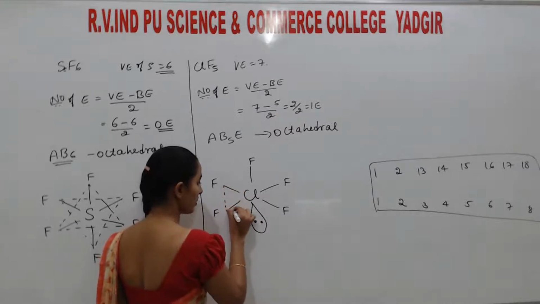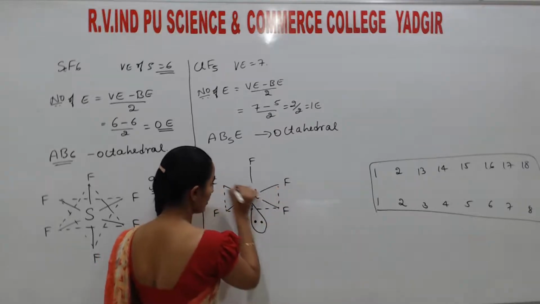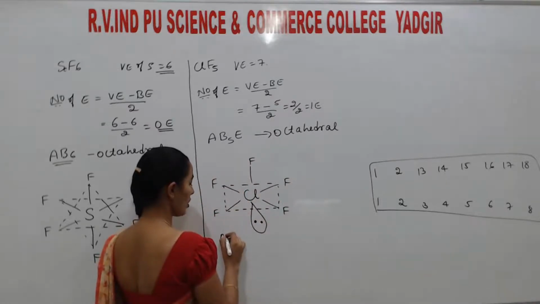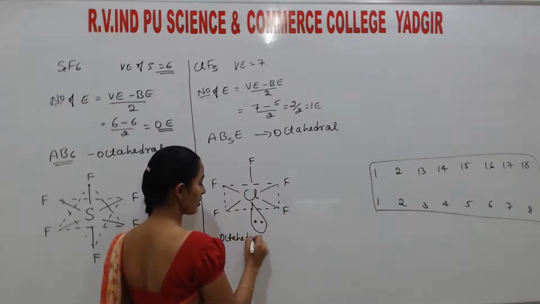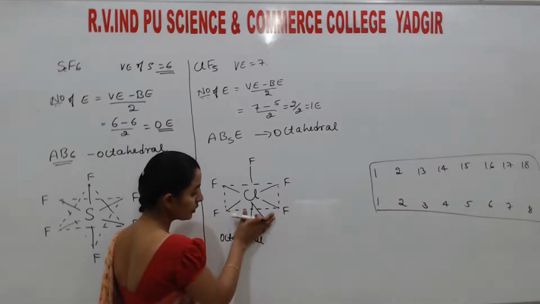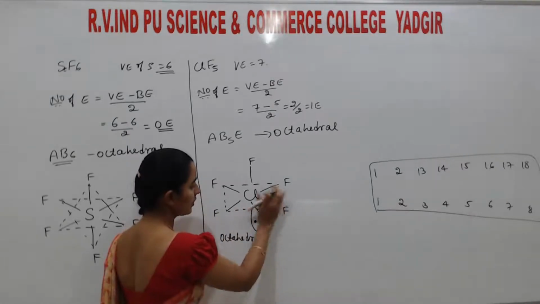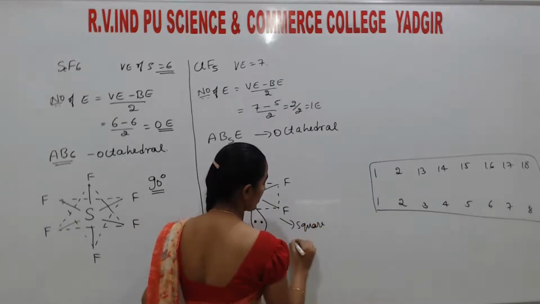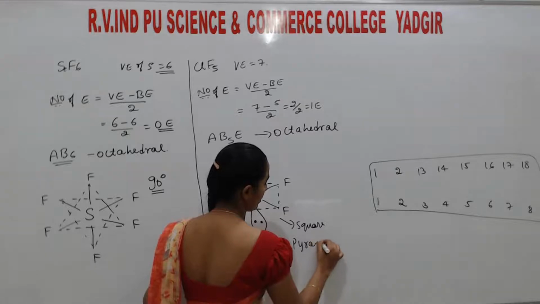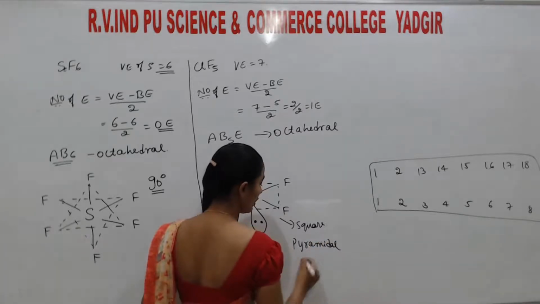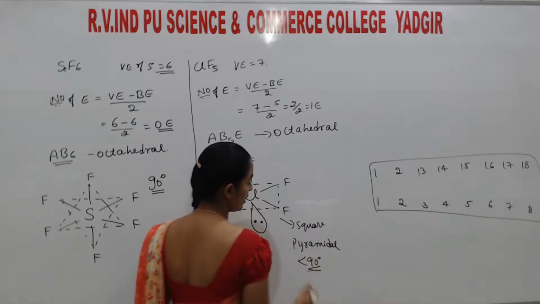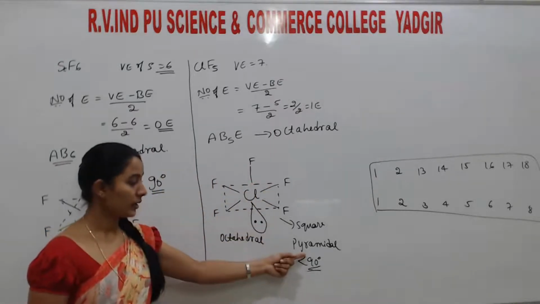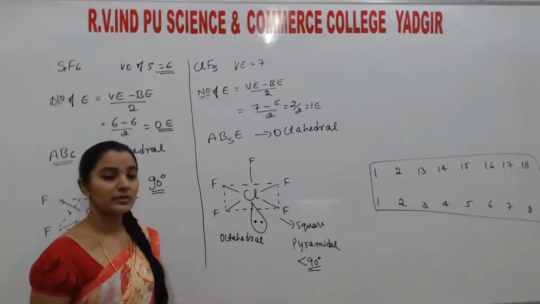Then students, if you consider this complete structure, the arrangement is of course octahedral. But without this lone pair, the structure is what? Square pyramidal. Here, the bond angle is less than 90 degrees because the repulsion is there, so it is a square pyramidal structure.